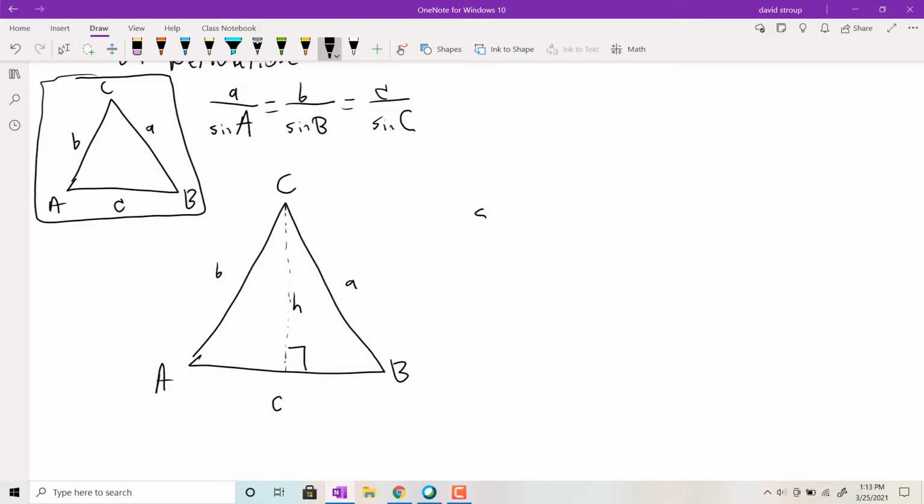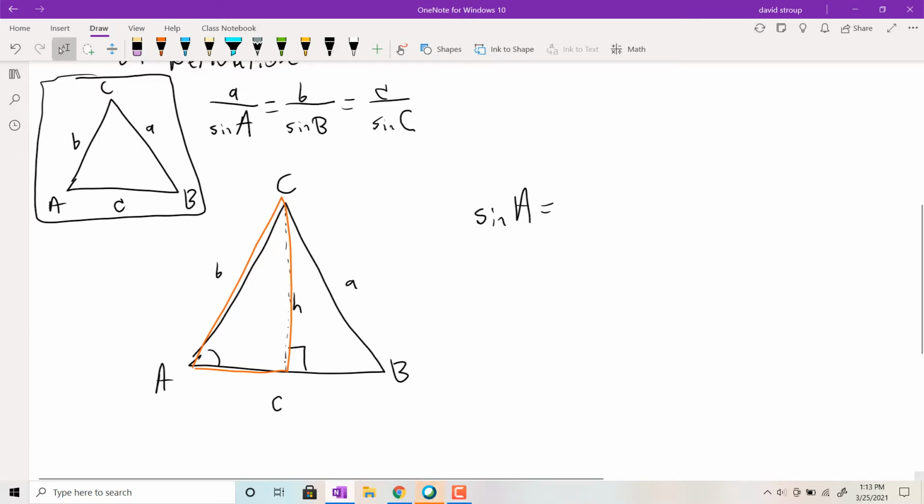What is the sine of angle A? Angle A is right here, and I'm working with this right triangle, this red triangle here. It's the definition of sine in a right triangle. Sine of A, in this case, will be opposite over, okay, hold on.